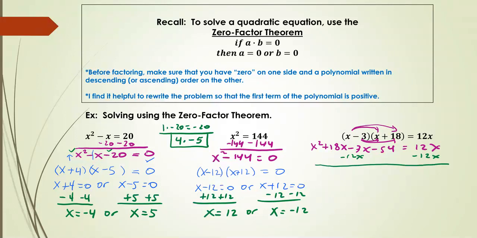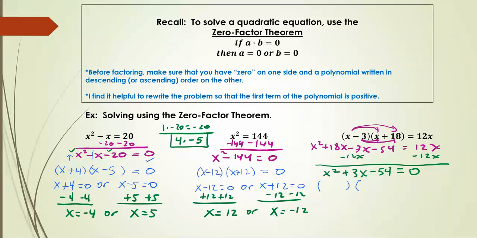So I'm going to clean this up a little bit. I've got x squared, 18x minus 3x minus 12x. 18x minus 3x is 15x, minus 12x gives me a positive 3x, and then minus 54, and then 0 on the right. So I do have my 0, and on the left side I have a trinomial that starts with a 1, so I can use my factor pair shortcut for this.